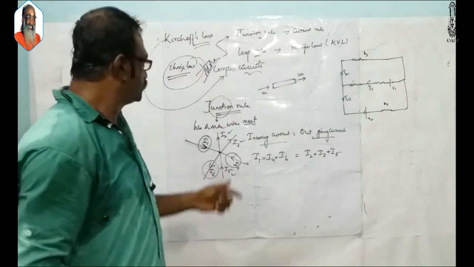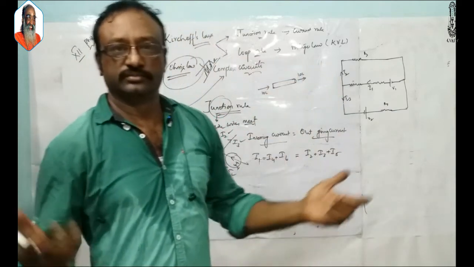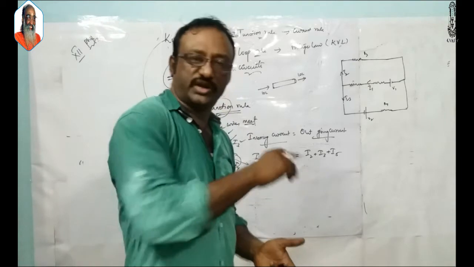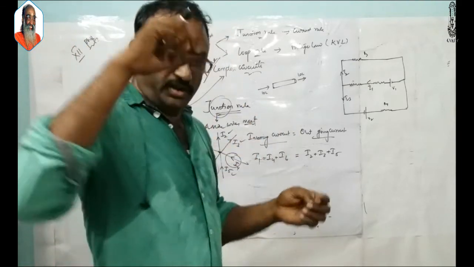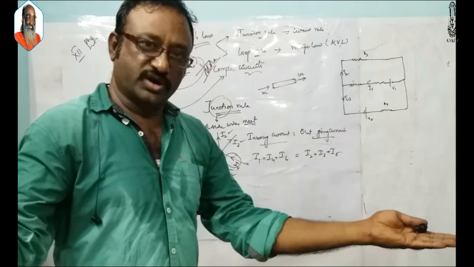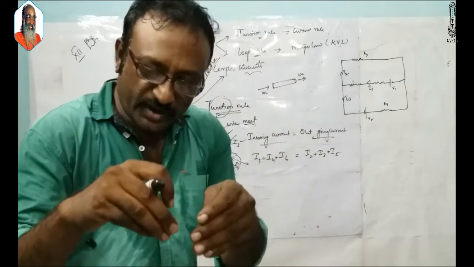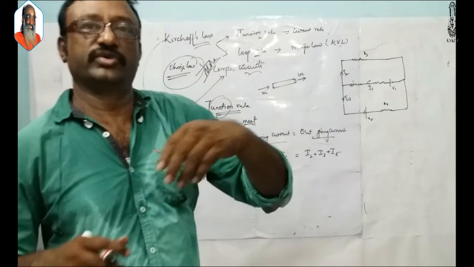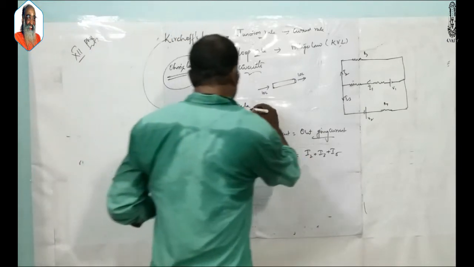Very simple. Whatever words you use, just frame a sentence. Either you can say, at the junction, the total current is 0. No charge is accumulated at the junction. Okay. Total incoming current will be equal to total outgoing current. Whatever words you use, it's the same thing. It is the junction rule, or we'll be calling it the current rule. Okay. So this is regarding the junction rule.